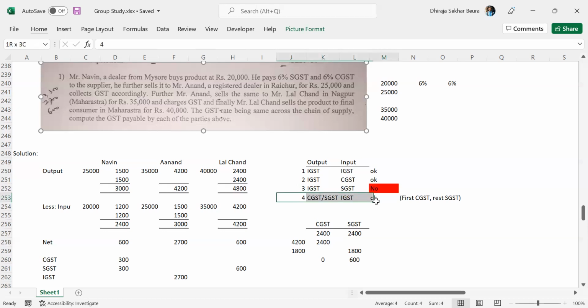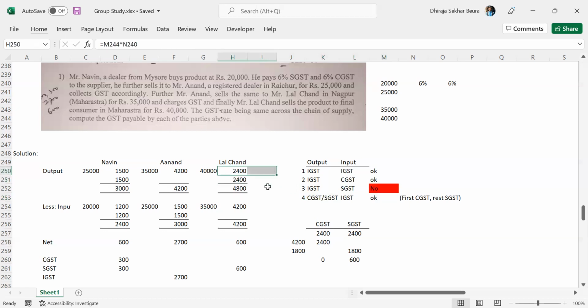If you focus on the category 4, where we have output liability in CGST or SGST, and our input credit is in IGST, in that case, everything is fine. Everything can be utilized. Only condition is, first we go for CGST, balance if any left in the credit, we go for SGST liability. So first of all, CGST liability of 2,400 will be utilized, will be knocked off. So no CGST balance of liability will exist.